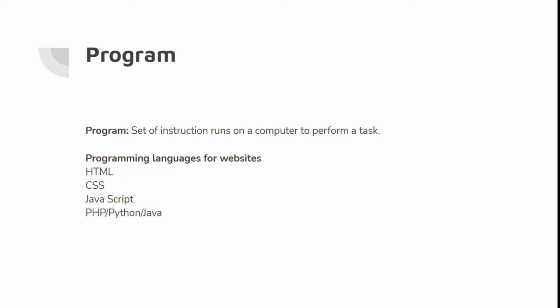Now, programming languages for websites. Mostly these are the basics, and now we have so many programming languages to design and develop a website. But anyway, these are the basic programming languages, and others are built on these. HTML, CSS, and JavaScript are used for front-end development, and Python, PHP, Java, or any other scripting language can be used to develop a backend.